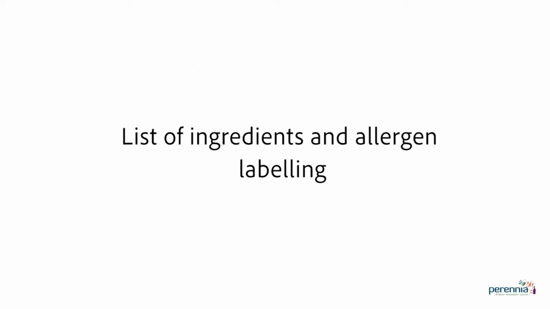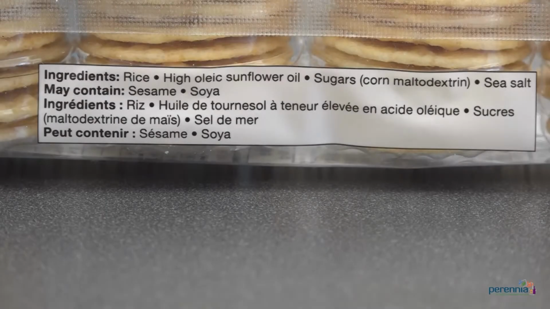Let's review the list of ingredients and allergen labeling. A list of ingredients must be present in descending order of proportion by weight. Ingredients must be declared using their common name and have components broken out where required. This means that if an ingredient such as barbecue sauce with a list of ingredients itself is used in your recipe, you must also break out these components in your ingredient listing.